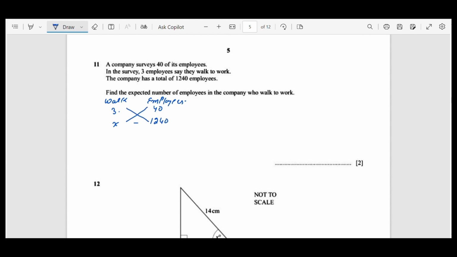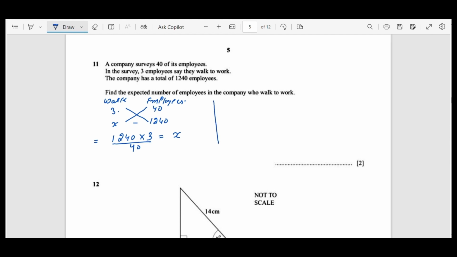So for this, it is equal to 240 into 3 divided by 40. This will be equal to x. Now we will use the calculator here. So x will be equal to 93. So 93 employees will walk. So this will be our answer.